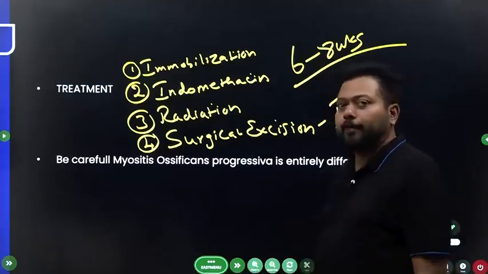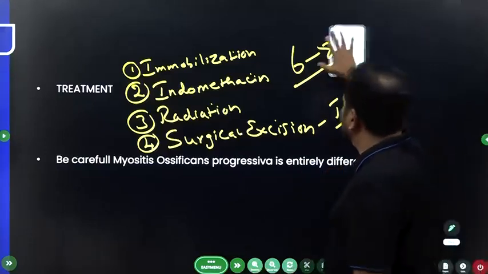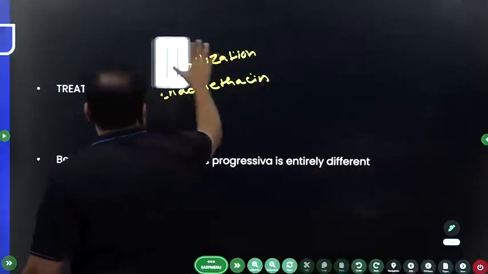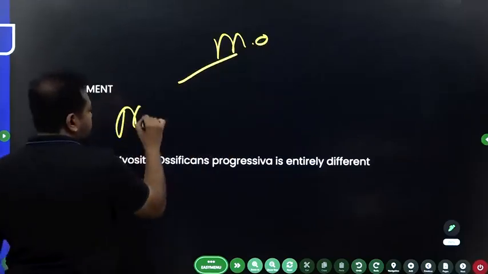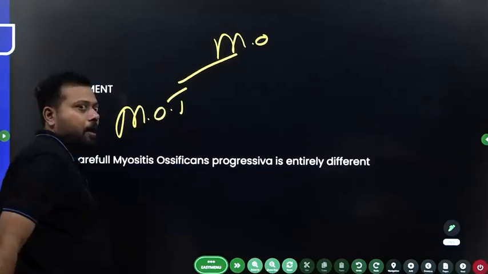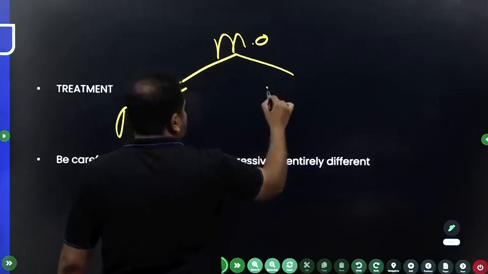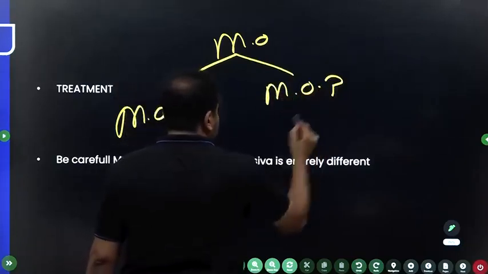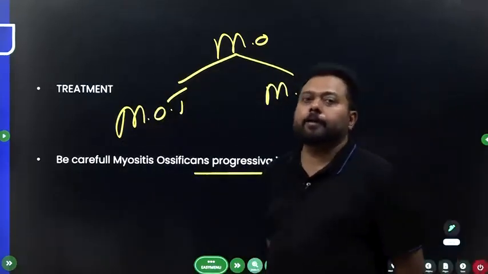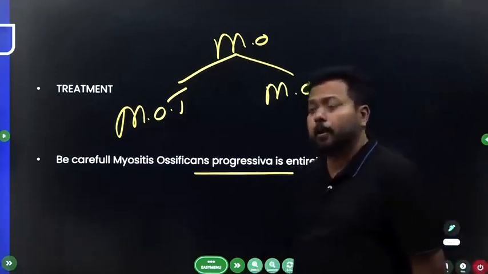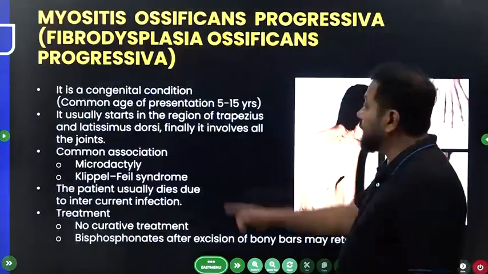And be careful. So far, what we had seen is called myositis ossificans. Myositis ossificans is divided broadly into two types: myositis ossificans traumatica, which, so far as we have seen, is because of ill-advised massage, and another called myositis ossificans progressiva. You should know myositis ossificans progressiva is entirely different because that is a congenital condition.